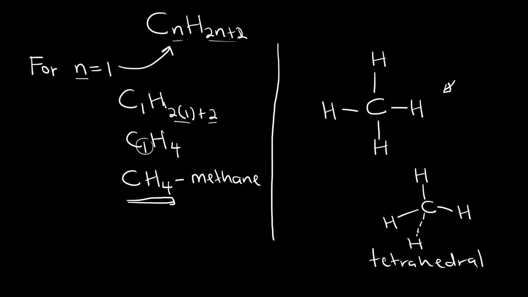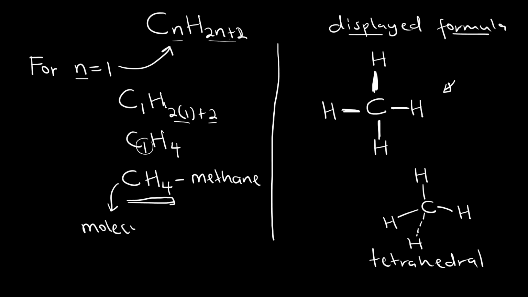Here we have our displayed formula. A displayed formula is a formula that will show you the bonding of the atoms. As you can see here, we have the bond. So this is the bonding that is being displayed. While here we may be having our molecular formula, as we shall see later on what a molecular formula is all about. So for n is equal to 1, we obtain our first alkane as methane, having CH4.